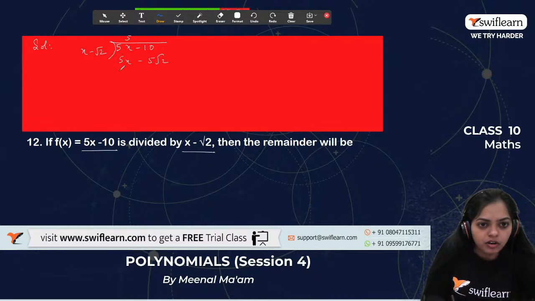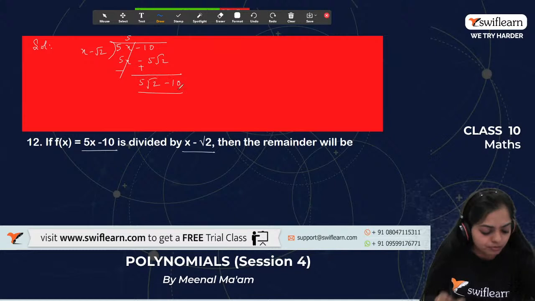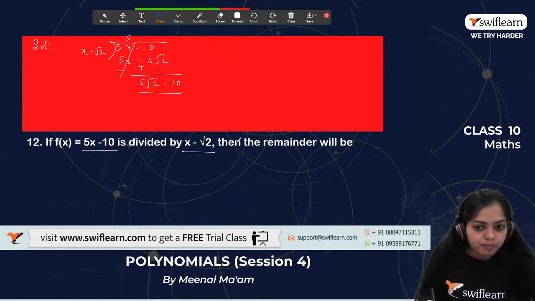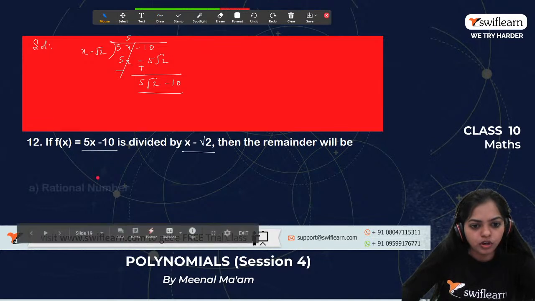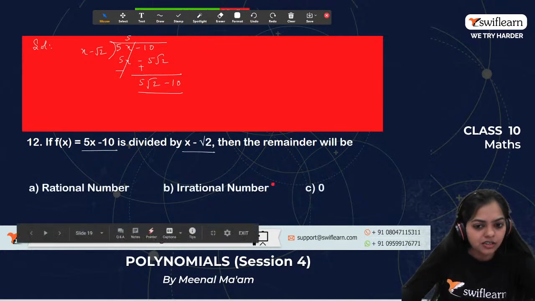Okay. So 5x minus 5 root 2. Alright. When I cancel this one, this becomes this. And at last, what will I get as a remainder? 5 root 2 minus 10. Got it? Okay. Now, it is given that the remainder will be what? Okay. And just a minute, I will give you the options also. So it will be a rational number, it will be an irrational number and so on. Oh, just a minute. I have actually revealed the answer.